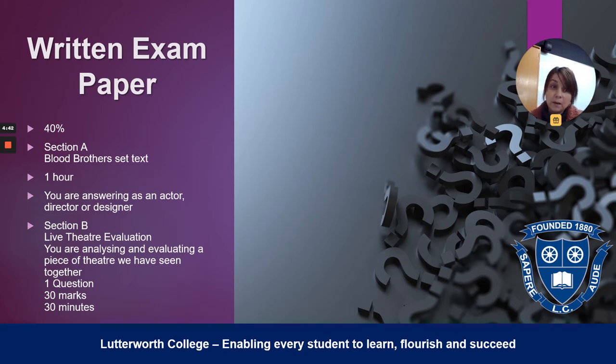It's worth 40% of your GCSE. Section A, Blood Brothers is our set text. It's 1 hour long, so there are about 8 questions, and you've got 1 hour to complete that section.